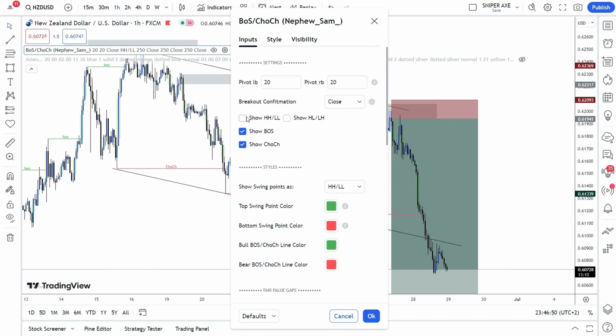Then you come here, show higher highs. These ones I don't want to show them, right? But if you want to show, you can show them, right? If you just click on this, you see on the chart, it will show you higher highs, but we don't want all that nonsense. I believe you know this. I've taught on this concept, right? So show BOS, show that, right?